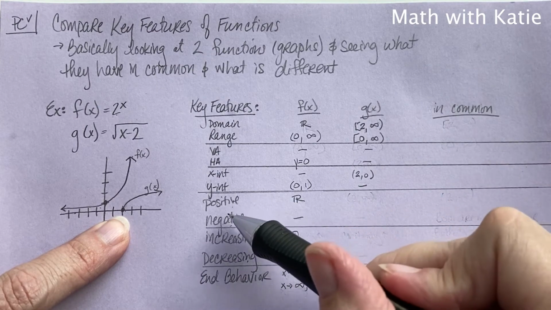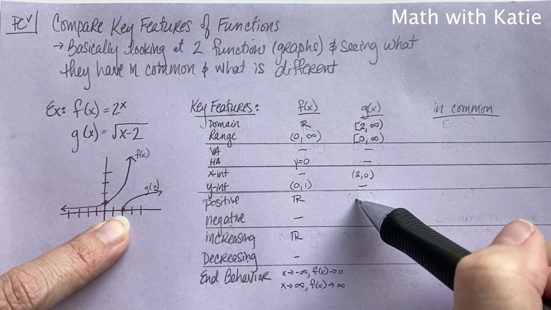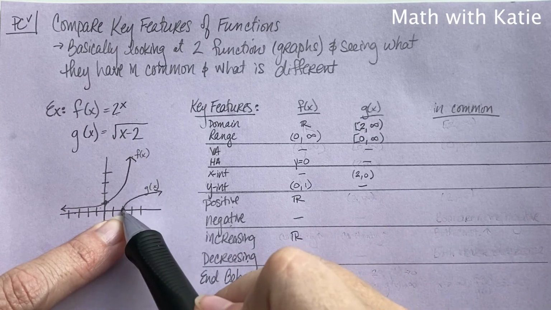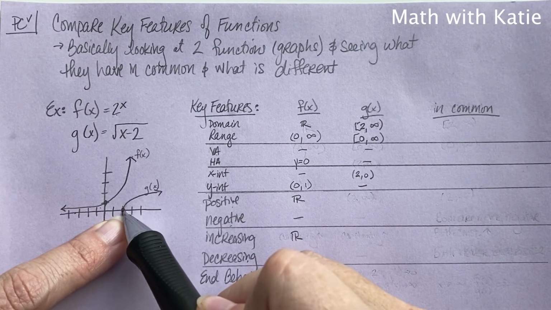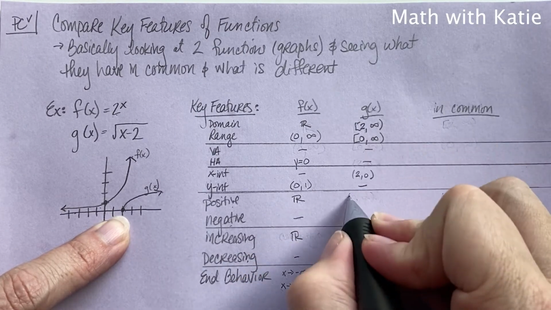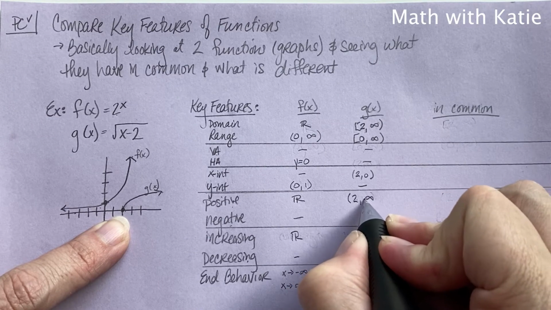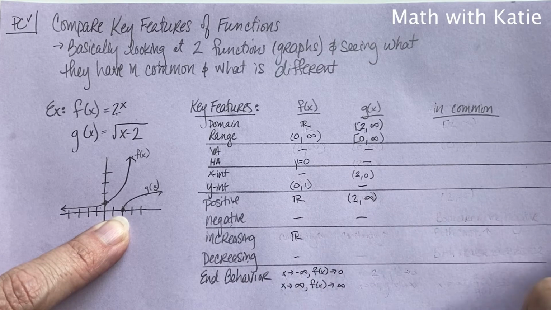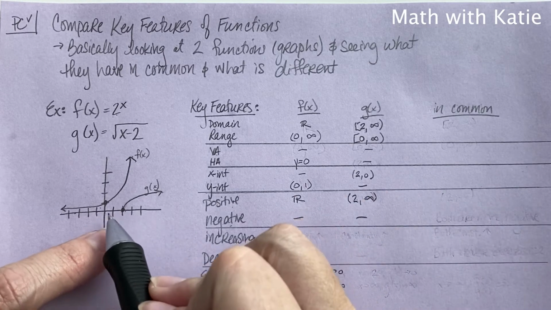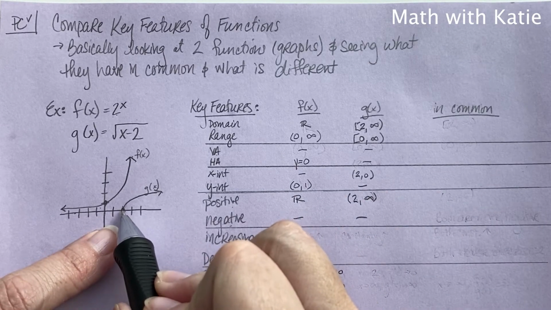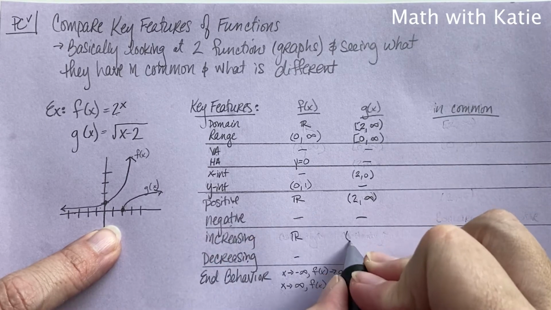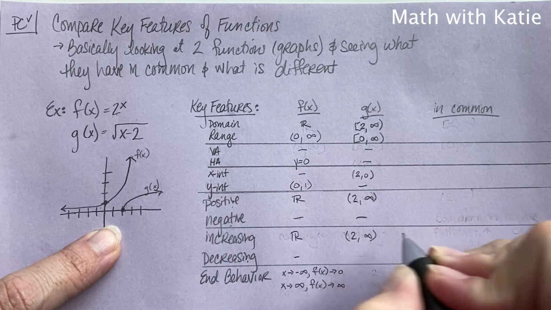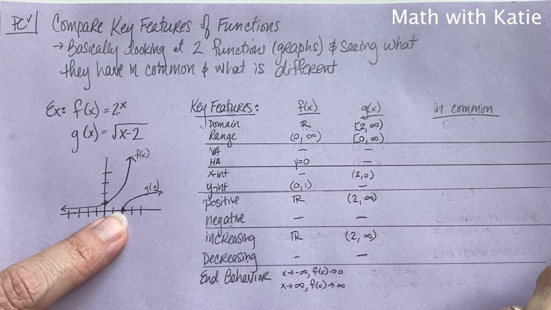Okay, where on the domain is this graph positive? Well, it's positive on the domain from 2 on, so 2 to positive infinity. And is it ever negative? No. Increasing, so it increases from 2 on, and it is never decreasing either.